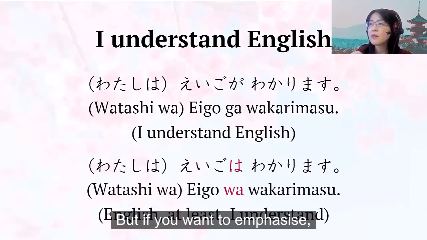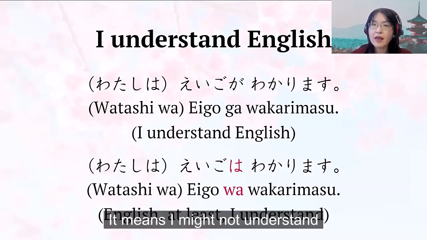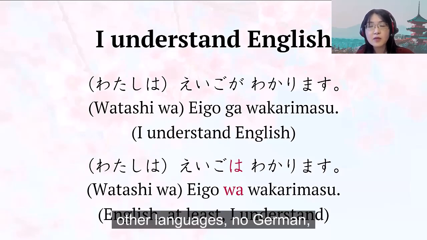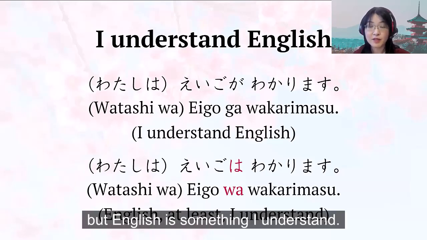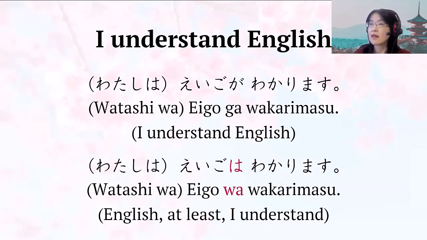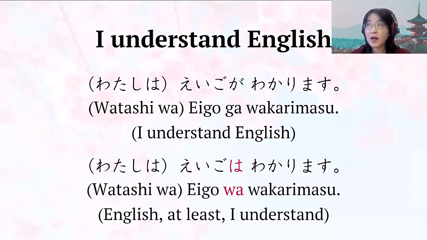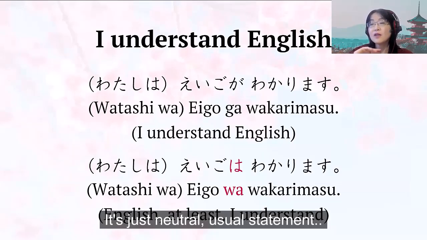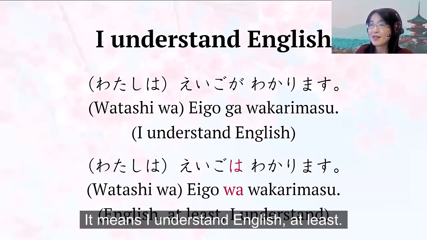But if you want to emphasize, I understand English. Yes, you can use 英語はわかります. Okay? It means I might not understand other languages, no German, no Spanish, no French, but English is something I understand. Okay? Like o, when wa is used, ga is omitted. So we don't say ga wa. Okay? We just say wa. 英語がわかります. It's just a neutral, usual statement. 英語はわかります. It means I understand English at least.